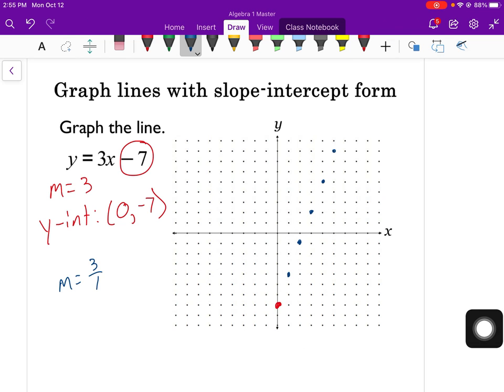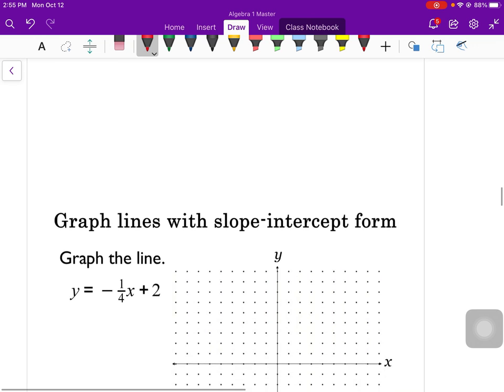I'm going to show you that by using these dots I've already used. So from this dot right here, if I go down 3, left 1, that's the same as if I'd gone from this dot up 3, right 1, because negative divided by negative is the same thing as a positive. So if I connect these dots, make sure I have my arrows going on forever, because it goes in both directions forever.